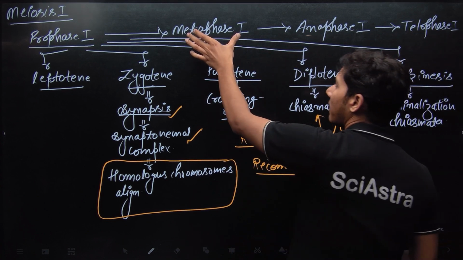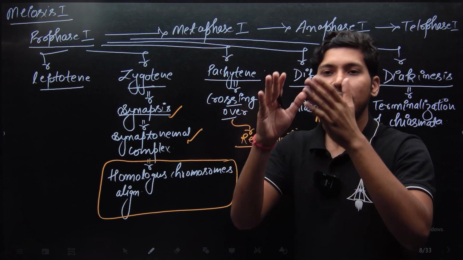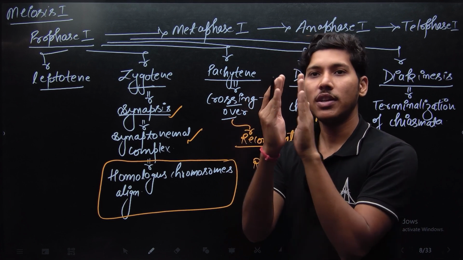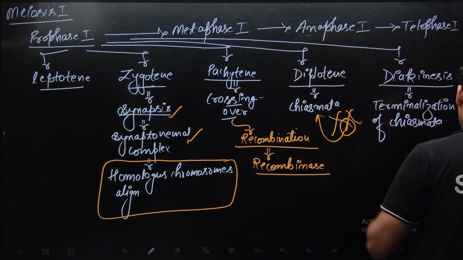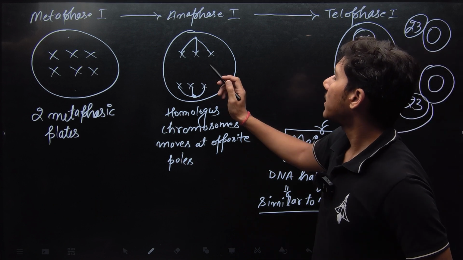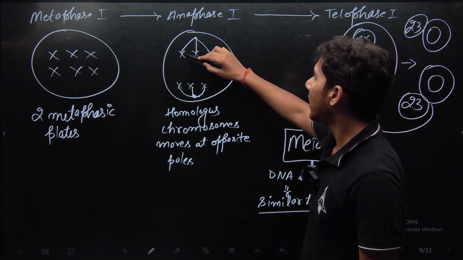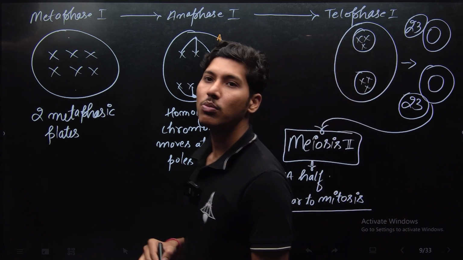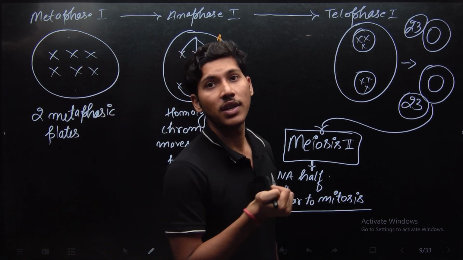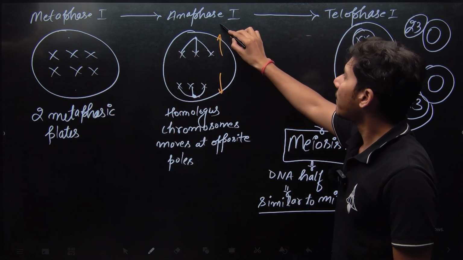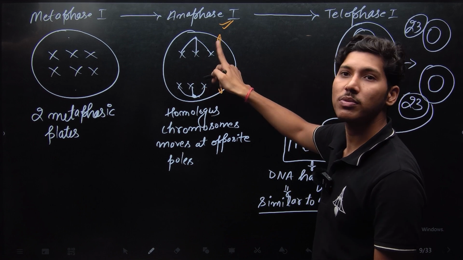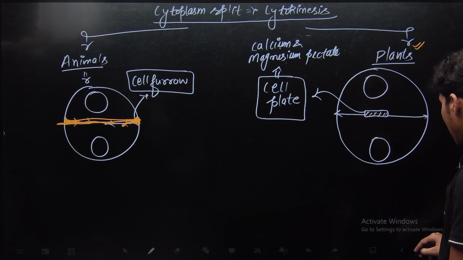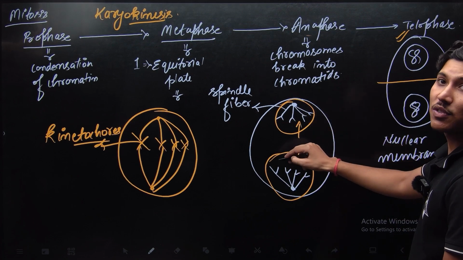Now the cell enters metaphase 1, in which the homologous chromosomes condense fully, but they are still aligned in front of each other like this. And in anaphase 1, these chromosomes are attached to the spindle fibers and they start to move to opposite poles. Now here there is a catch. In anaphase 1 of meiosis 1, homologous chromosomes are moving to opposite poles. But in the anaphase of mitosis, chromatids were moving to opposite poles.